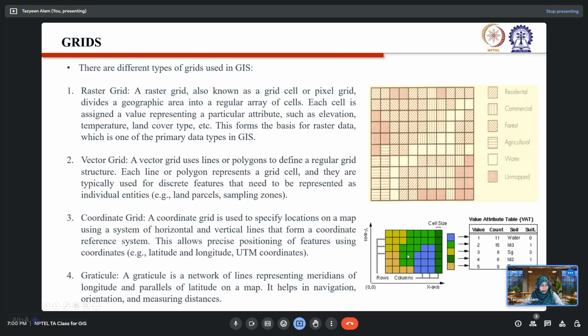Then in the second example, again we are trying to show the different features of this specific feature. So these are your rows, these are your columns, and each grid or cell is defined by these small parcels of measurements, correct? So the value attribute table that will be associated with this kind of grid data will give you the count of that data. It will also give you the features or types that are associated with that data, and many other attribute values that the user has assigned or that you want to assign to it.